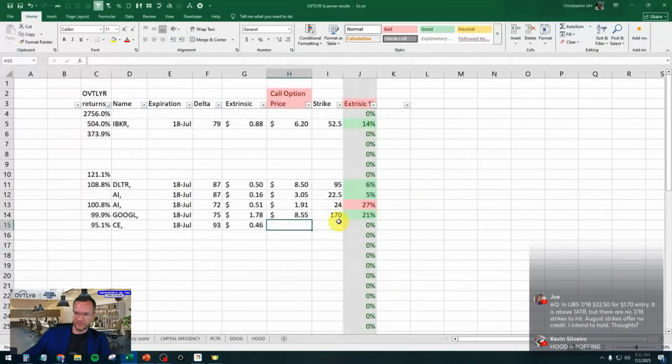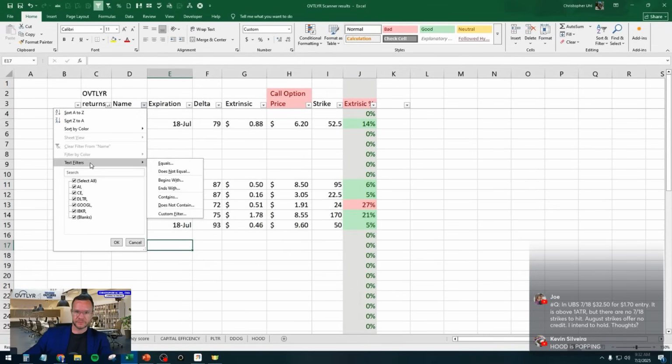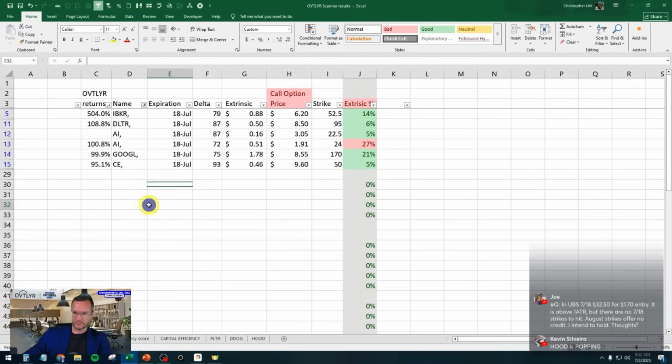960 and the 50 strike. Cool. So that's 5% extrinsic. These would be the options I would be interested in taking today. Let me do this. And I'll just put this in the Discord.